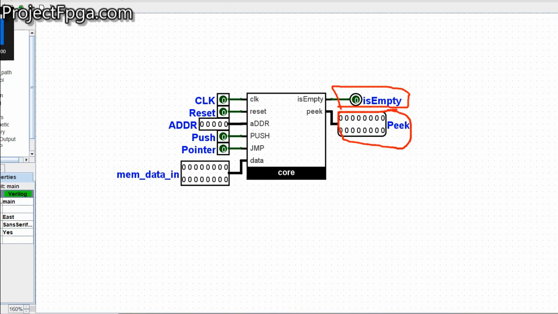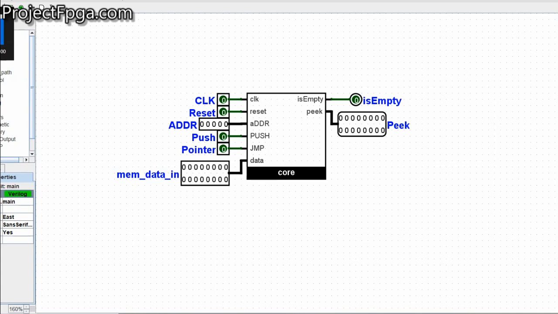Then your answer appears here at the peek. Peek means pick the top of the stack. That is what is at the top. The last data there, which is your final answer, will be here. You'll be able to see your peek here.